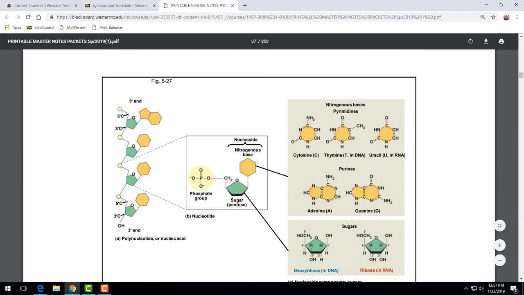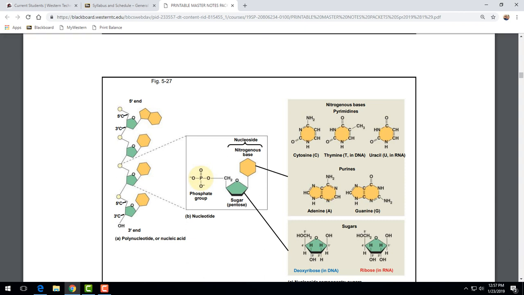the sides of the ladder are made up of this sugar, which is called deoxyribose. That's what the green structure is. And then the little yellow circle represents a phosphate group. So it's a sugar phosphate, sugar phosphate, sugar phosphate backbone. And if we're talking about deoxyribonucleic acid, the sugar is deoxyribose. And if we're talking about RNA, or ribonucleic acid, we're talking about ribose as the sugar. So two different sugars depending on the nucleic acid.